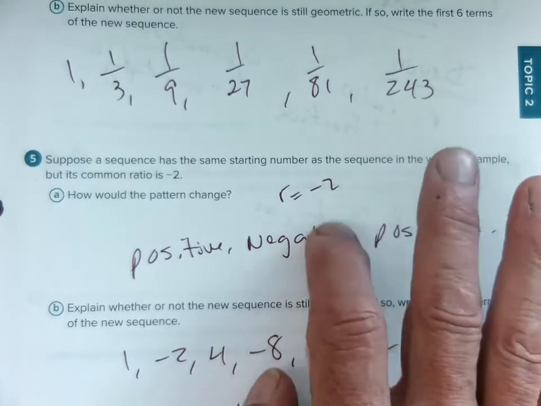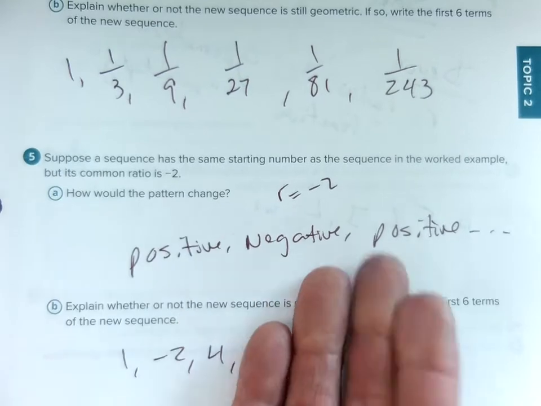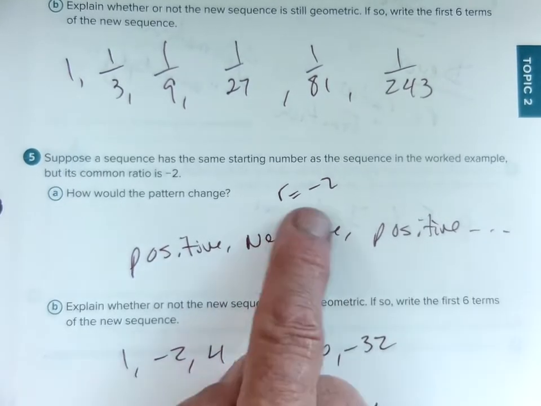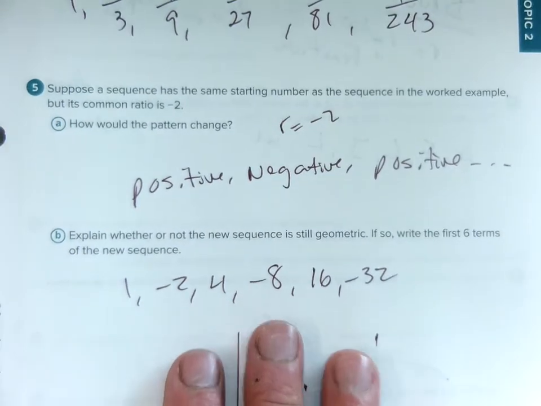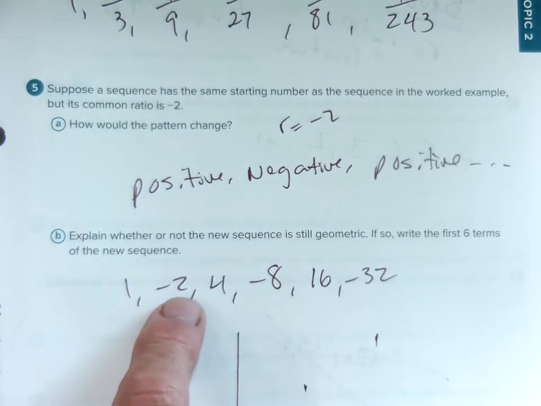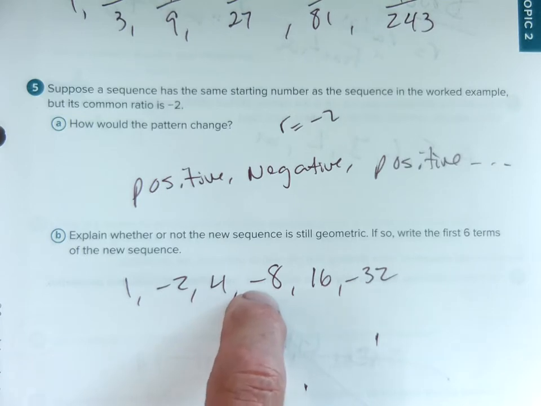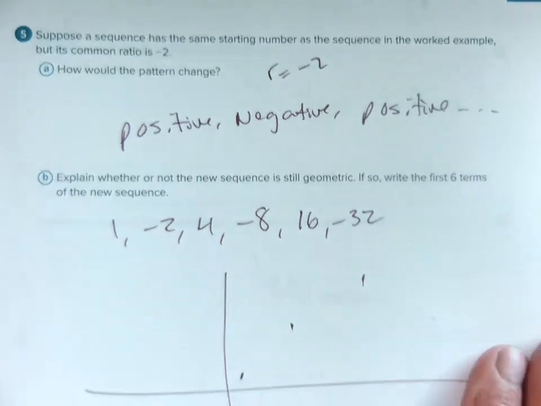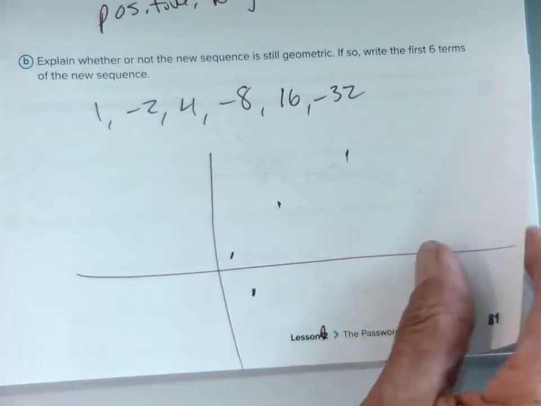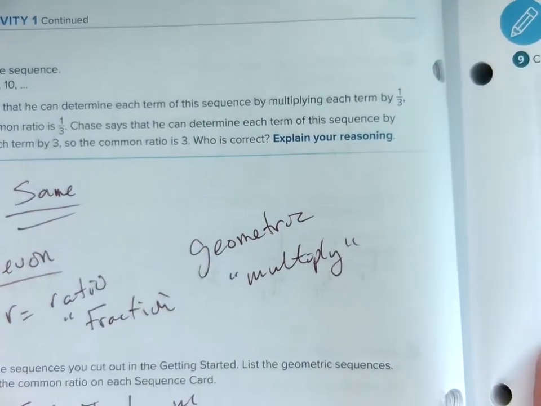Okay, and then we went to number 5. We said, well, wait a minute, if the ratio is negative, what do we do? Well, if it's negative, then it goes from positive to negative, because a negative times a negative is a positive, but a negative times a positive is negative. So then we said, okay, let's do it. So we start at 1, we multiply by -2. Okay, -2. Then multiply by -2, -2 times -2 is +4. Multiply by -2 and we get -8. Multiply by -2, negative times negative is positive. Multiply by -2 and we get -32, okay? And we saw the graph would look kind of weird like this. Weird looking graph.